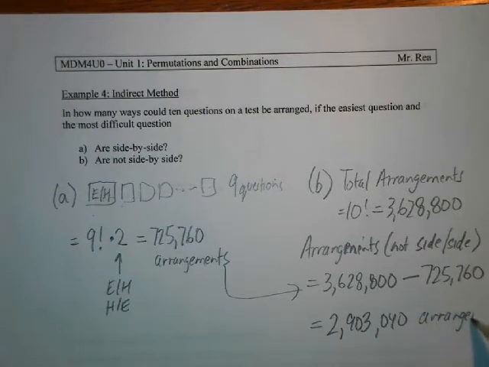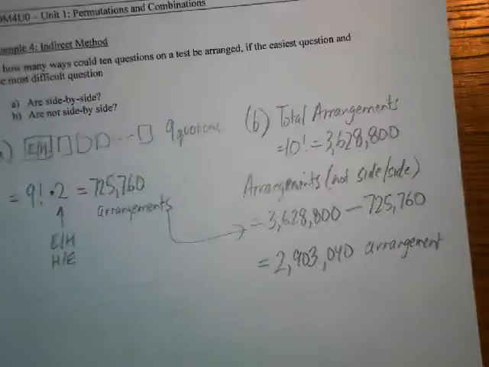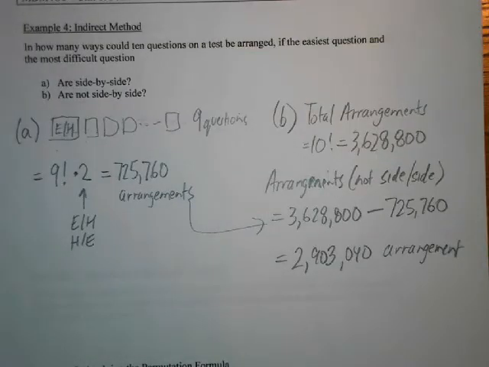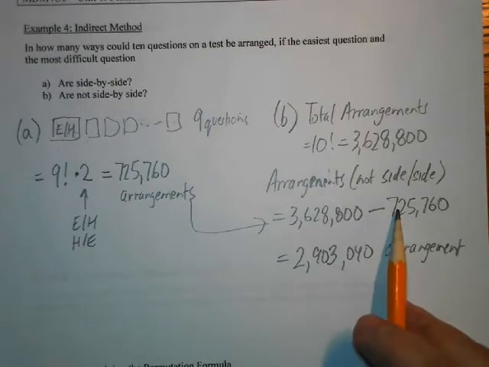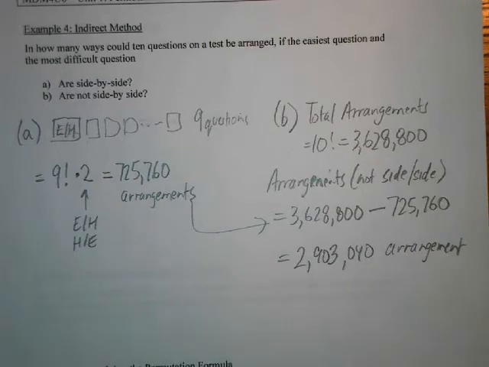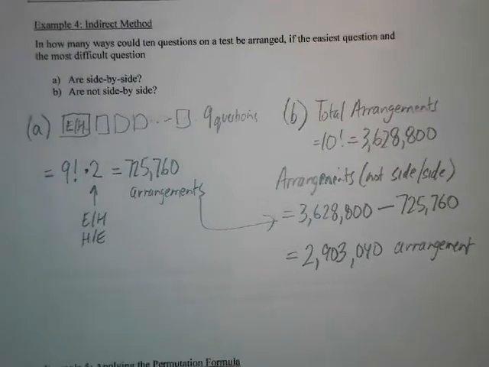So I hope this example really shows the power of the indirect method. It was so much easier to do than to consider all the possible cases where they're not side by side and try to figure out how many ways we can do this. So sometimes just think of the inverse. If it's easy to calculate the opposite of what you want, that's when the indirect method is so valuable.